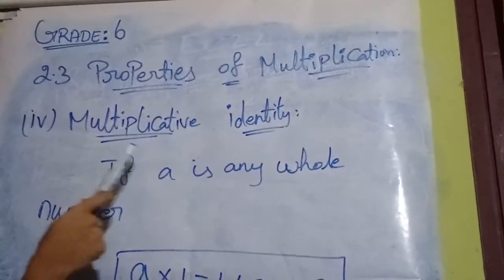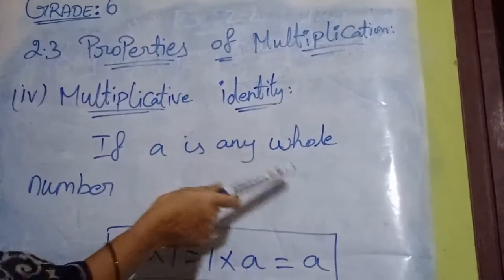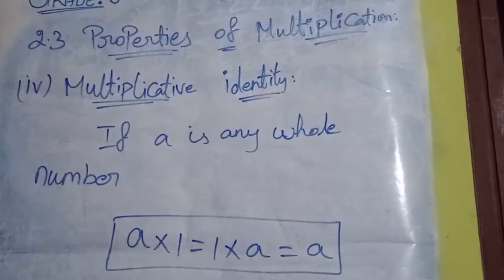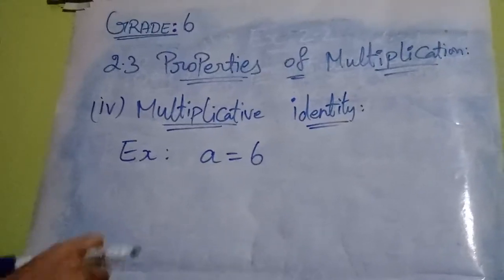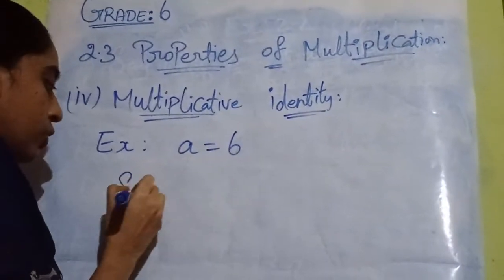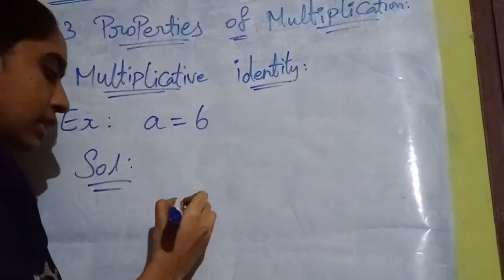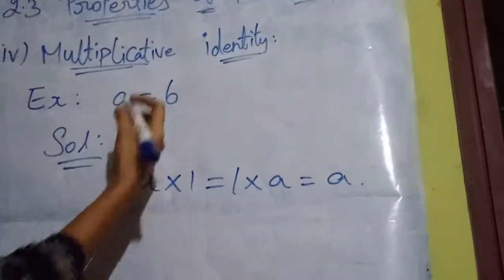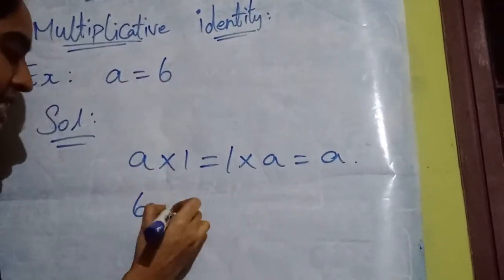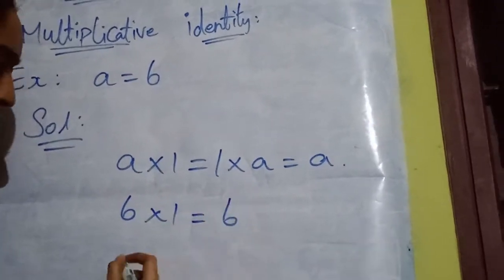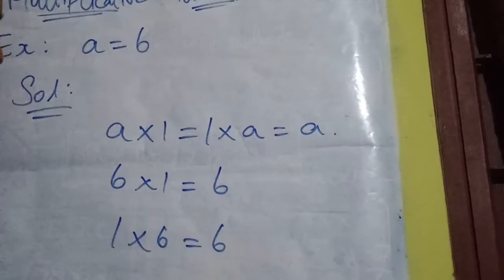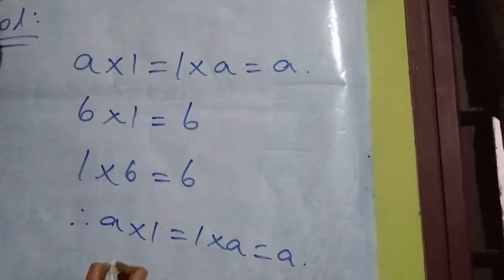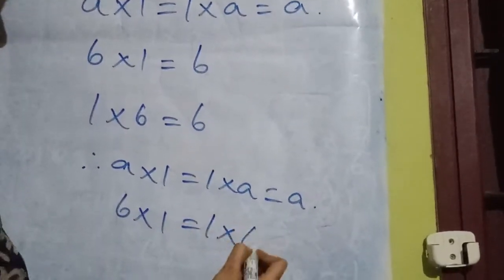Next, the fourth property, multiplicative identity. If A is any whole number, A into 1 is equal to 1 into A is equal to A. Example, A is equal to 6. Solution. The formula is A into 1 is equal to 1 into A is equal to A. Here, substitute the A value. A value is 6. 6 into 1 is equal to 6. 1 into 6 is equal to 6. So therefore A into 1 is equal to 1 into A is equal to A. 6 into 1 is equal to 1 into 6 is equal to 6.